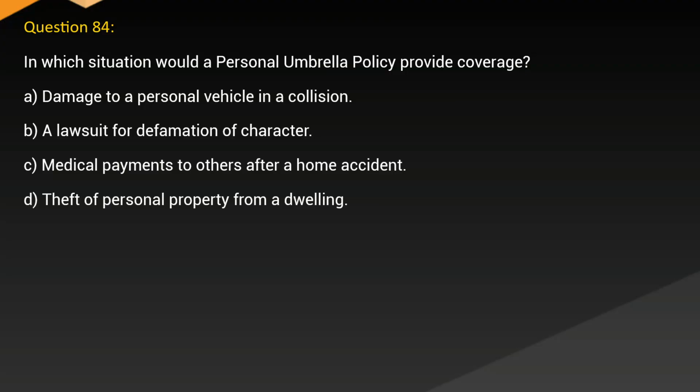Question 84. In which situation would a personal umbrella policy provide coverage? A. Damage to a personal vehicle in a collision. B. A lawsuit for defamation of character. C. Medical payments to others after a home accident. D. Theft of personal property from a dwelling.